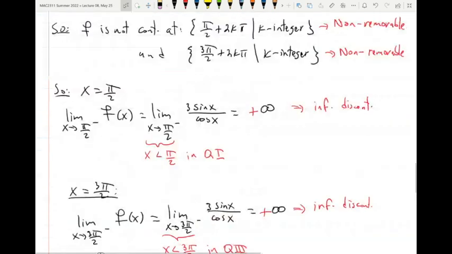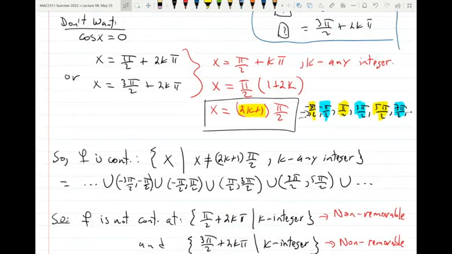As I said, it's exactly what we did here. Just remove the pi from the picture, and what are you left with? 1/2, 3/2, 5/2, 7/2, and so on.